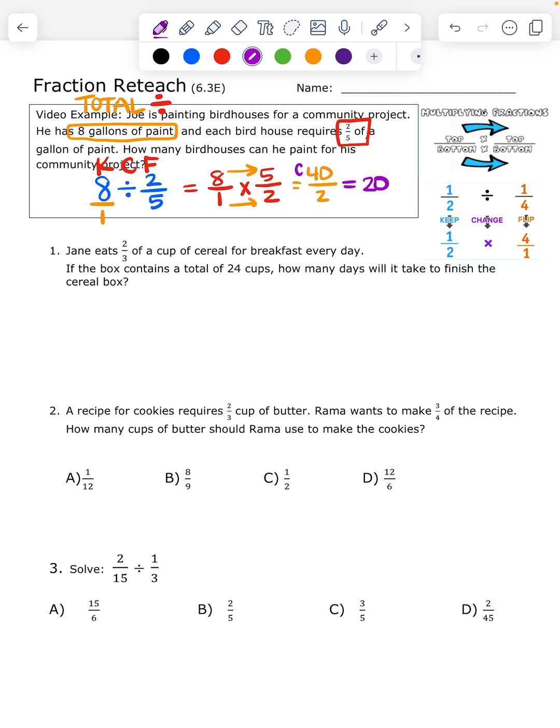So how many birdhouses can he paint? He can paint 20 birdhouses from his 8 gallons of paint.